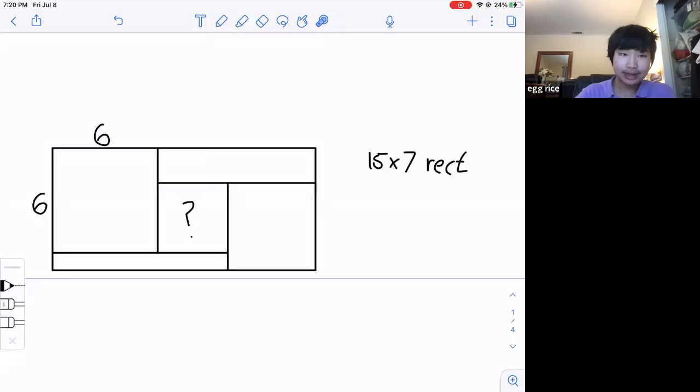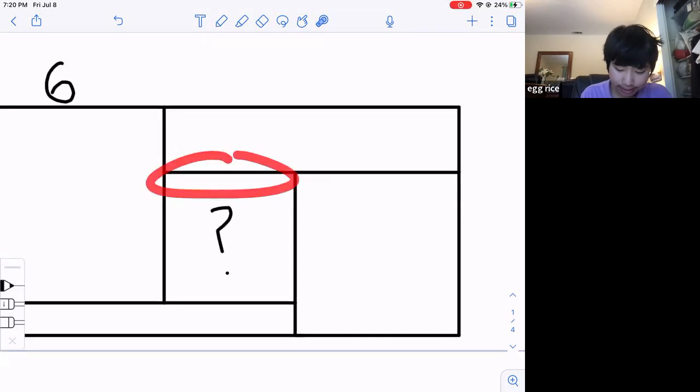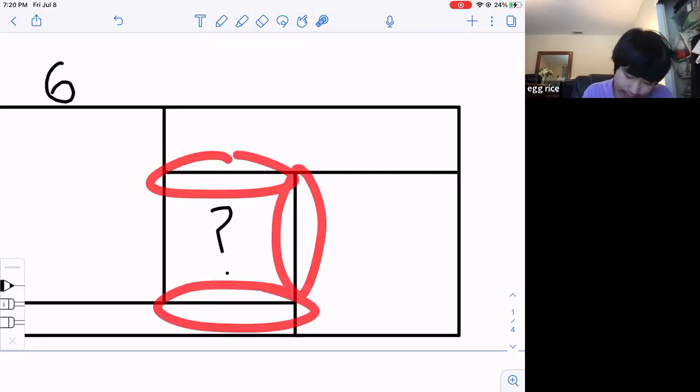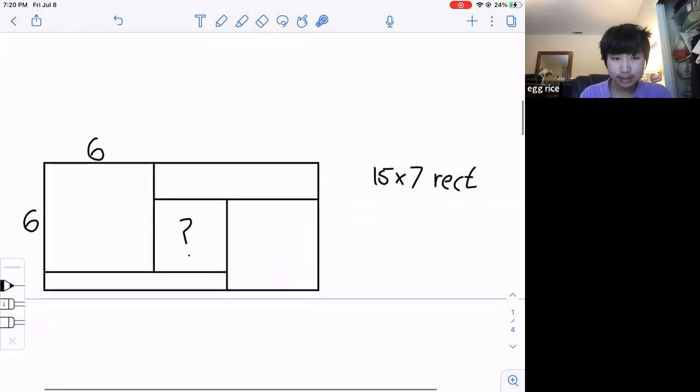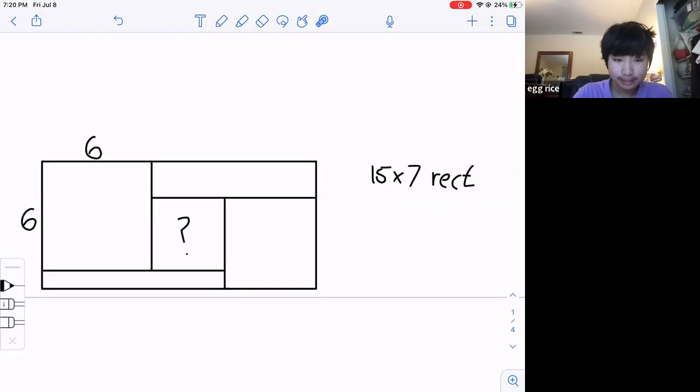So can anyone see how we can look through and find these lengths right here? Like these lengths. Neo, do you have an idea?